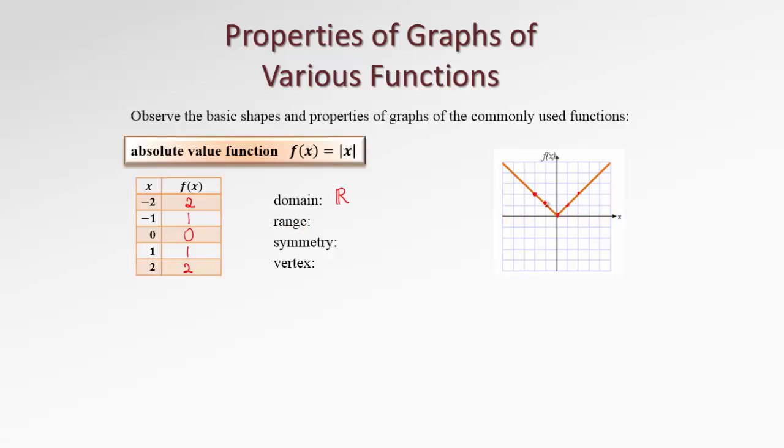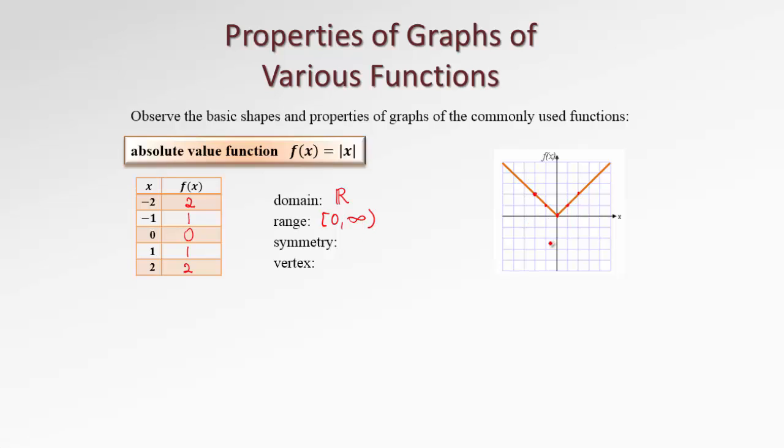The range, well, now we need to think about the possible values, possible f of x. But we know that absolute value leaves the answer positive. The least that we can obtain is actually 0. We can confirm this by looking at the diagram. The range is everything from 0 to infinity on the y-axis. So we can write the interval from 0 to infinity. 0 is included because f of 0 is equal to 0, and infinity always has a round bracket. Infinity is a concept, there is no last number.